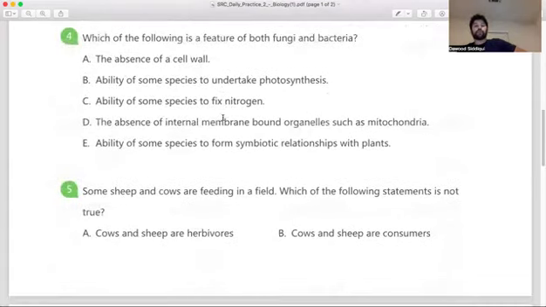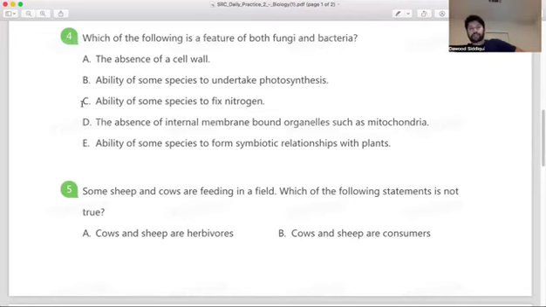Number 4, which of the following is a feature of both fungi and bacteria? So A states the absence of a cell wall. That is false because they both do have a cell wall. B, the ability of some species to undertake photosynthesis. So that's not really true because some of the bacteria can do photosynthesis, but the fungi themselves do not.